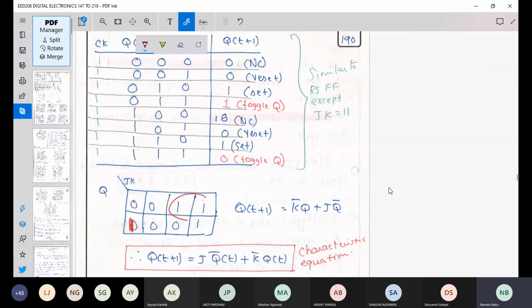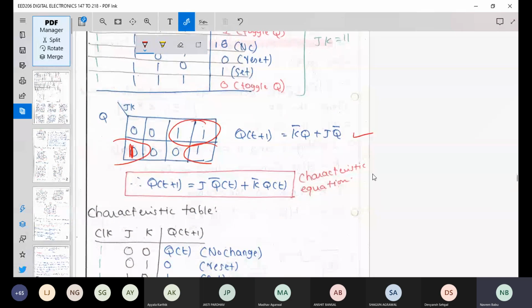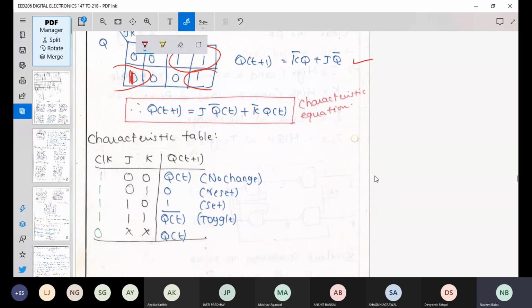Okay, and now the characteristic table. This is a characteristic equation in terms of next state in terms of present state. When it is 0, 0, there will be no change. So Q of t will be there. When it is 0 and 1, we are resetting it. 1 and 0, we are setting it. When it is 1 and 1, we are toggling it. And when your clock is 0, whatever may be the inputs, we are not bothered. Always your previous state remains as it is. So this is how your characteristic table for a JK flip-flop is.